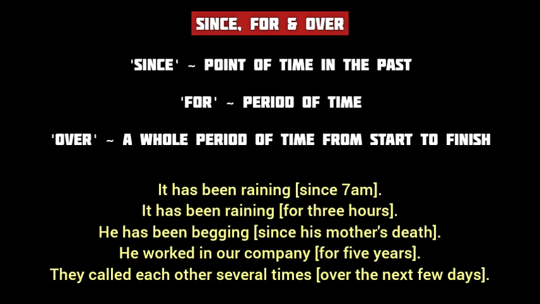The preposition of time over means for the whole duration of. They called each other several times over the next few days. Here the preposition over means for the whole period of the next few days. So we learn that while the preposition for indicates a certain period of time, the preposition over shows a whole period of time from start to finish.